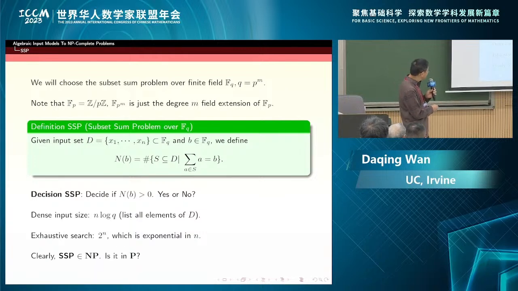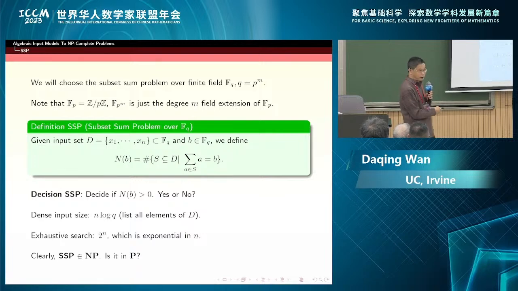So clearly this problem is in NP. Why? Suppose there is a subset, though we don't know that. If you give me the solution, give me the S, I can check it. I just add the elements and check whether the sum is B or not. If you ask me to find the S, I may not be able to do that, but if you give me the S, I can check it. That's very easy, it's polynomial time. That just takes time n log q. So that's NP. But the question is, is it in P?